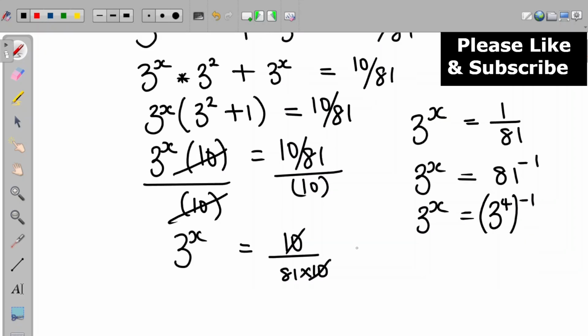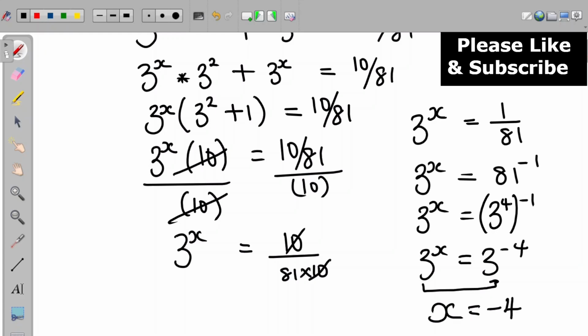So therefore we have that 3 raised to the power of x is equal to 3 raised to the power of negative 4. Now since the bases are the same, as usual, the powers are the same. So our x is equal to negative 4.